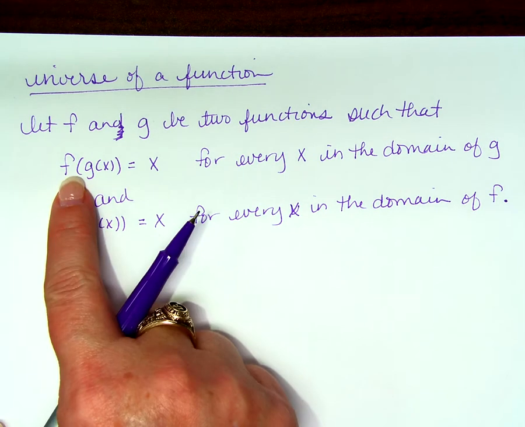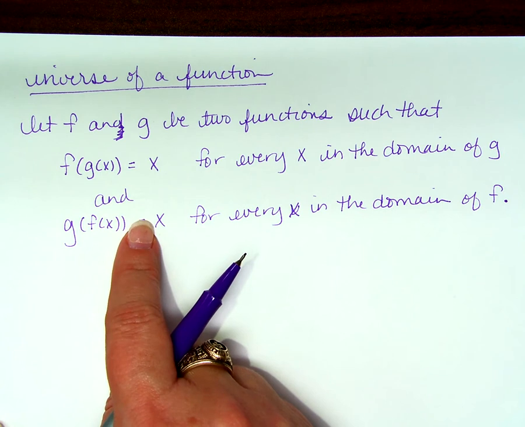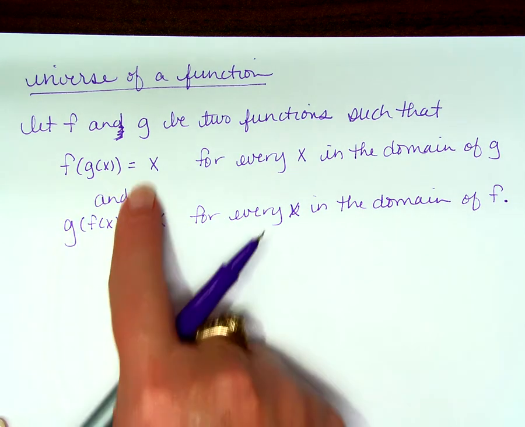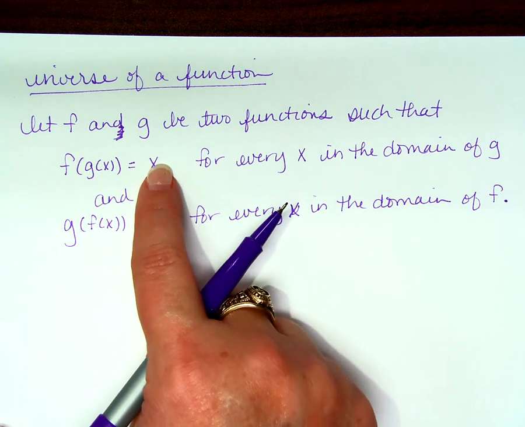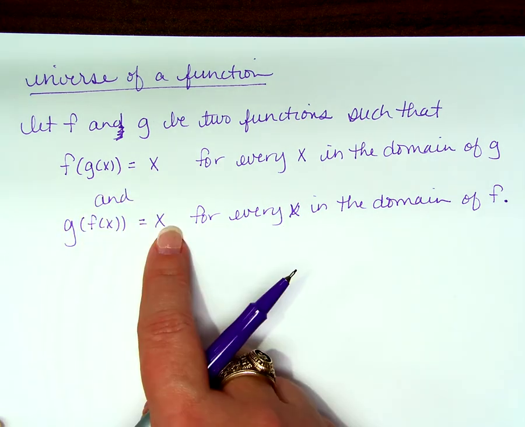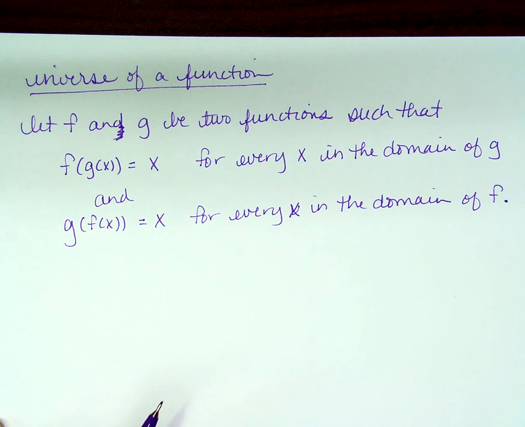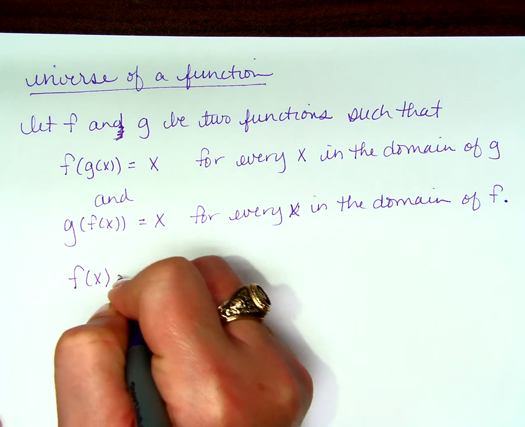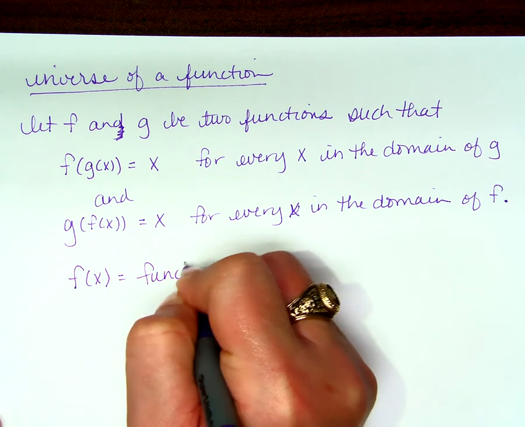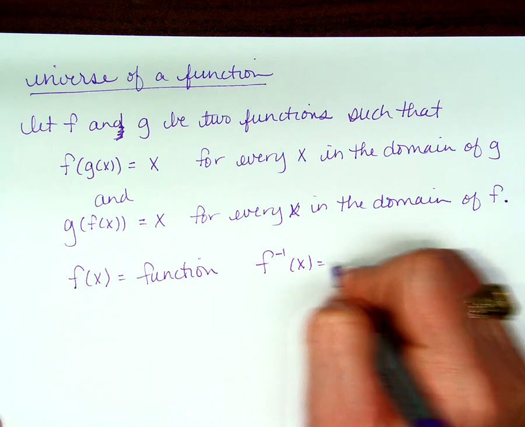So basically, f of g and g of f both equal x. When f of g and g of f both equal x, it's not even so much that they equal the same thing, it's the fact that they equal x. When they both equal x, you have proven that two functions are inverses of each other. Remembering also that f of x is function notation, and f negative 1 of x means its inverse.